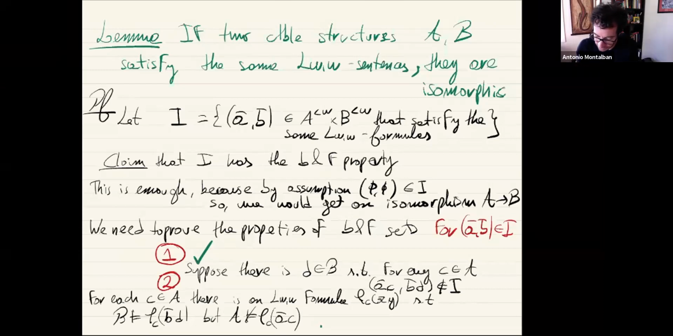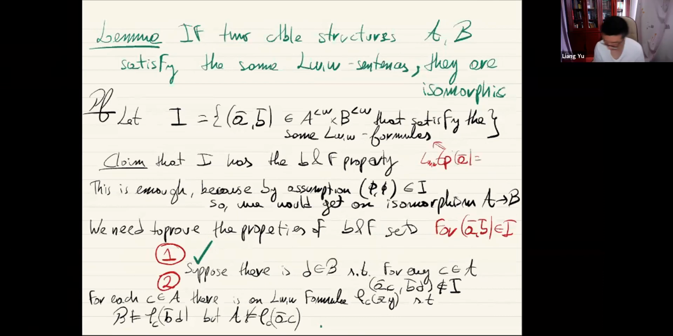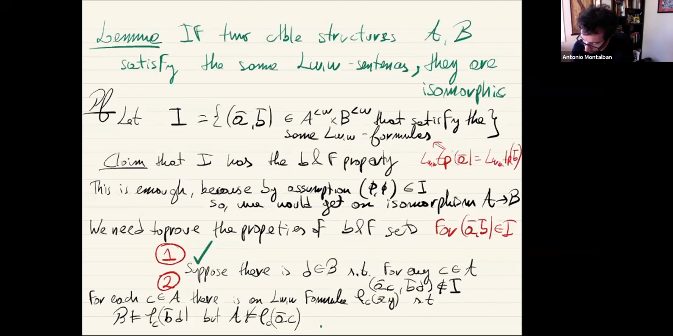So if you want, what I'm writing here, I mean the L omega 1 omega type of A equals the L omega 1 omega type of B. Okay.